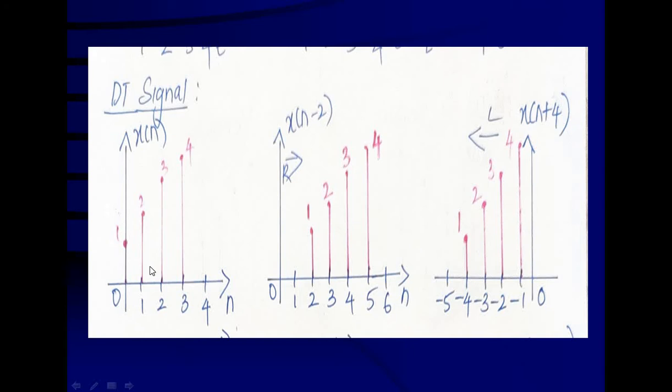Kindly observe the signal so that you will be able to understand x of n minus 2 and x of n plus 4. I have marked the amplitude values for time values of n equal to 0 to n equal to 3, and the respective amplitude values are 1, 2, 3, 4. That is, x of 0 is 1, x of 1 is 2, x of 2 is 3, and x of 3 is 4.